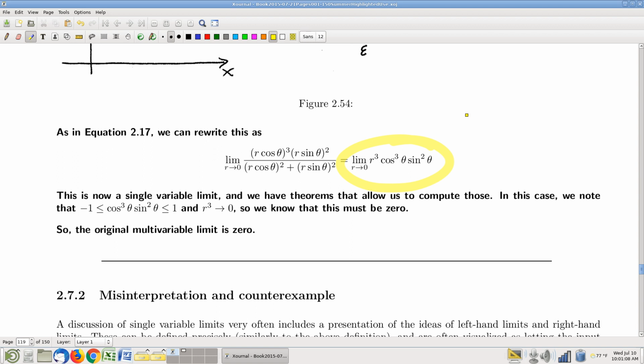Okay, how are we doing? Is everybody good so far? We're not done yet, I do have to finish this off, but is everybody on board so far? So what do I do with this limit?